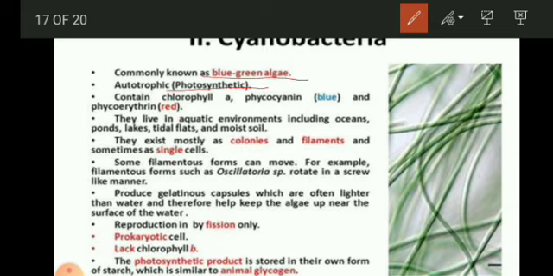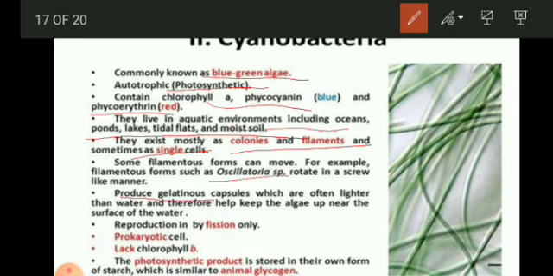So they contain chlorophyll A, phycocyanin, that is blue, or phycoerythrin, that is red. They live in aquatic environments including oceans, ponds, lakes, tidal flats, and moist soil. They live in colonies, filaments, and single cells as well. And the filament forms can also move, and their examples are Oscillatoria, Nostoc, and Anabaena.